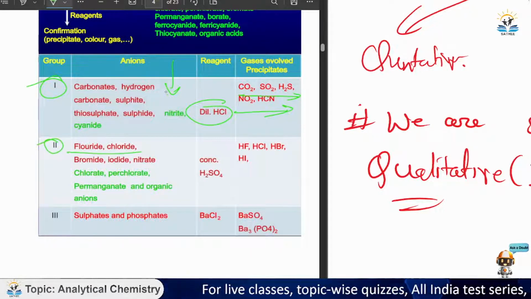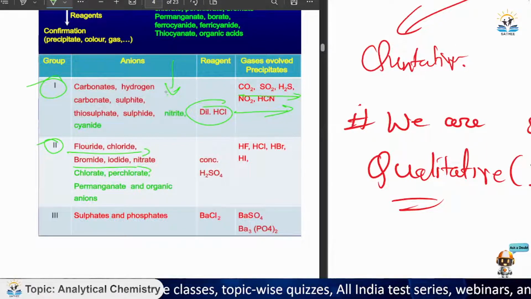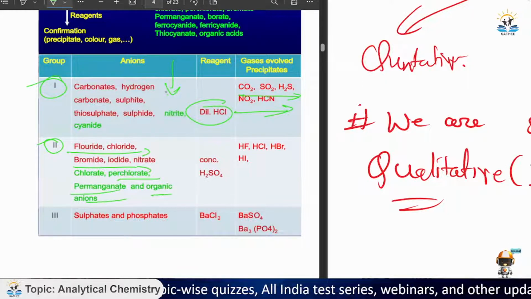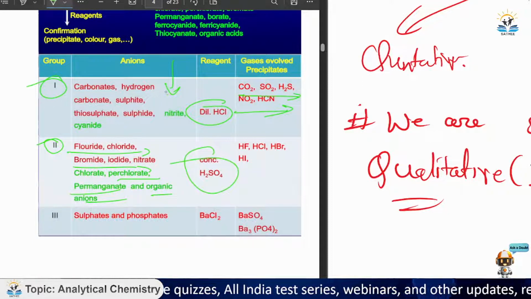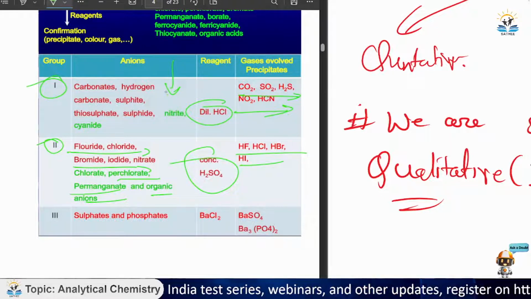Similarly for the second group: chloride, bromide, iodide. Here mainly comes the halides part: chloride, perchlorate, permanganate, organic ions. Here we use concentrated H2SO4, and HF, HCl, HBr, HI are formed, with PPT or gases involved.